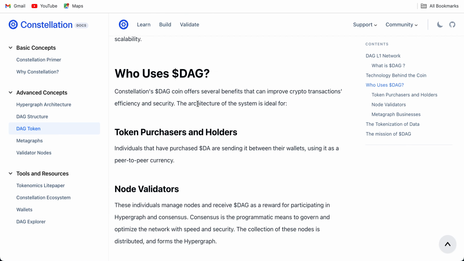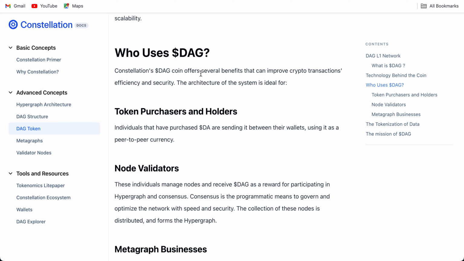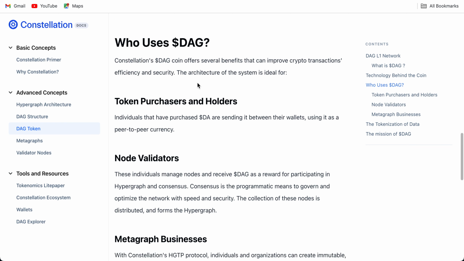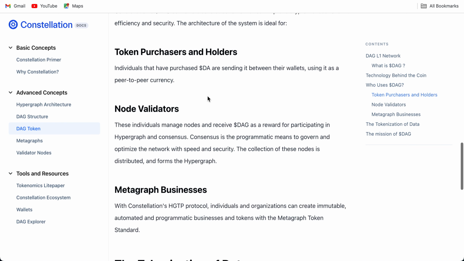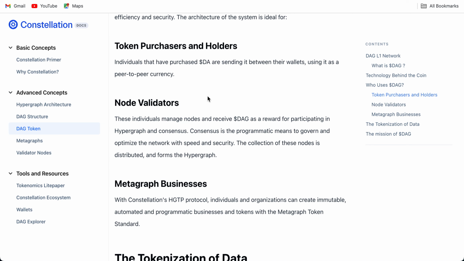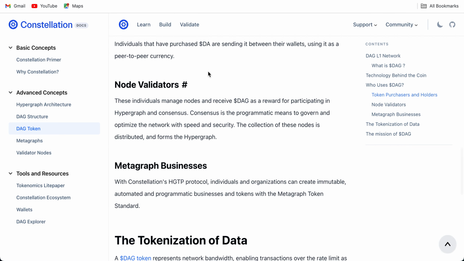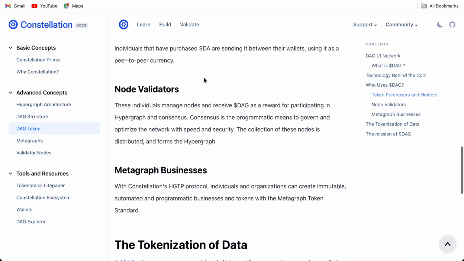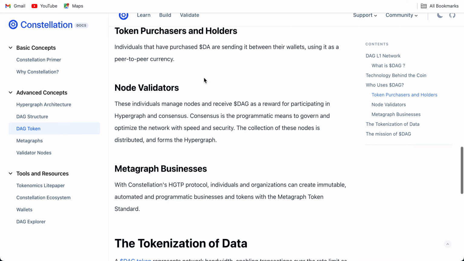Who uses DAG? Constellation's DAG coin offers several benefits that can improve crypto transactions, efficiency, and security. The architecture of the system is ideal for... Now, these are the use cases. Token purchasers and holders: individuals that have purchased DAG are sending it between their wallets, using it as a peer-to-peer currency, like most of the currencies.